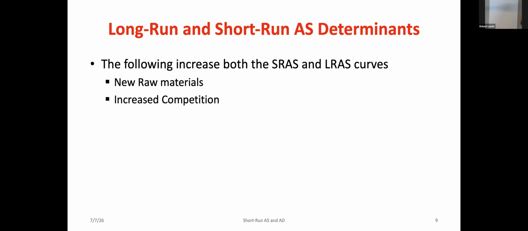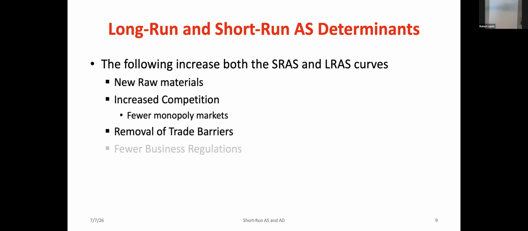They're trying to make sure that people buy from them. They're improving, investing more into physical capital and technologies. And so that would also cause an increase or a shift in both. Removal of trade barriers or fewer business regulations.